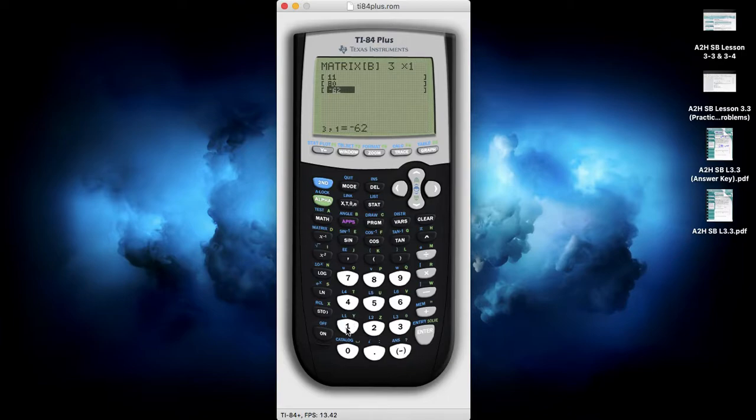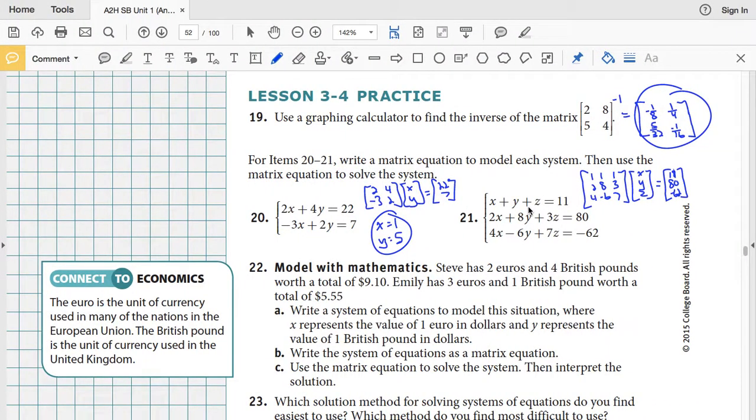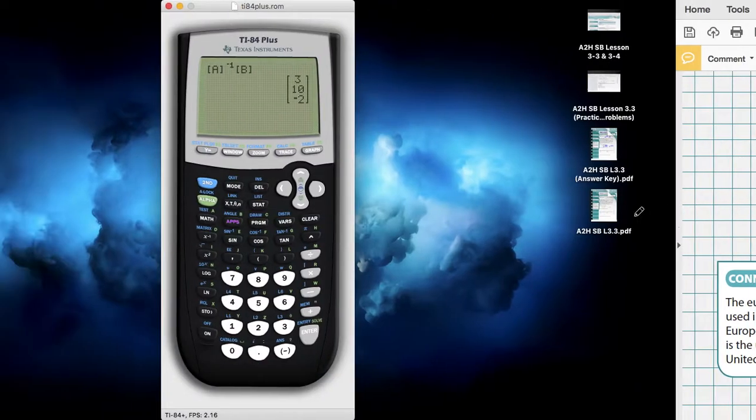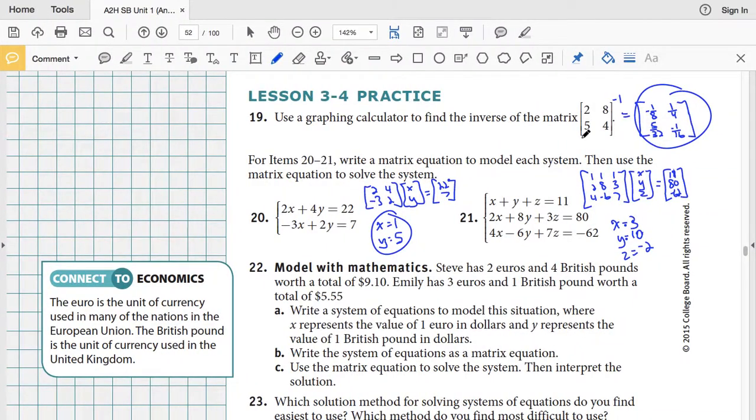All right, so we will hit second quit, and I'm just going to clear this. That was our old thing there. I'm going to hit second entry, because now matrix A and matrix B have new values. Hit enter, and there we go, we have our answer: 3, 10, negative 2. So x is equal to 3, y is equal to 10, and z is equal to negative 2. Yep, okay.